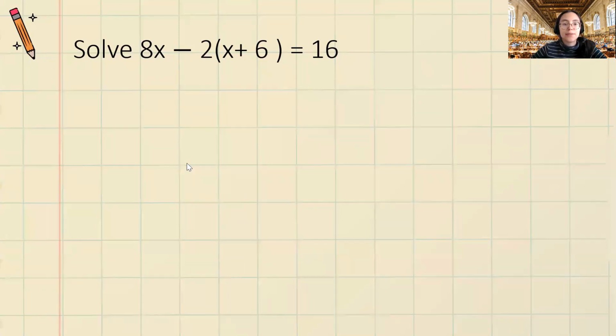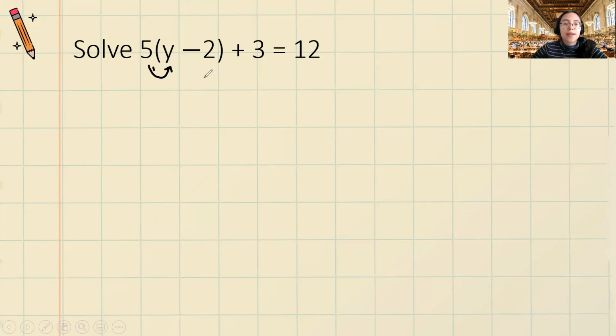So let's continue. In this example, we have 5 times y minus 2, plus 3 is equal to 12. So I'm going to start by distributing this 5 into this quantity here. So I have 5y minus 10, and I can write everything else.